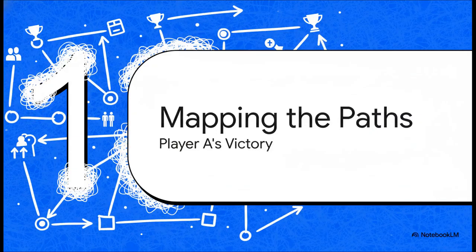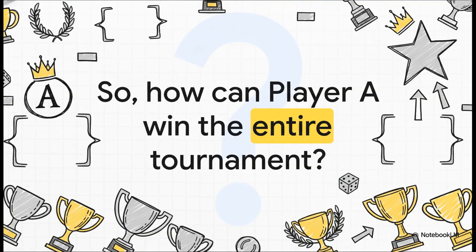Okay, we've got our data. Now we need a game plan. And really, the only way to solve this is to map out every single possible path player A can take to win the whole tournament. So let's start breaking those paths down. It's always a good idea to just stop and ask the most basic question. What actually needs to happen? What are the conditions for player A to be the champion?